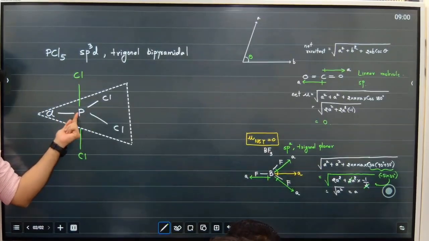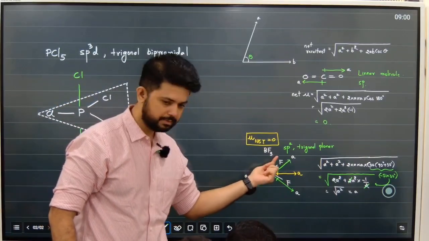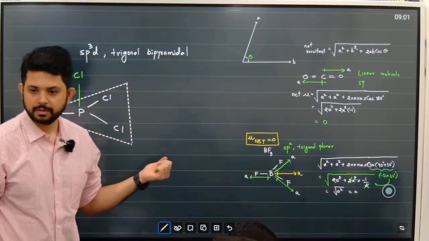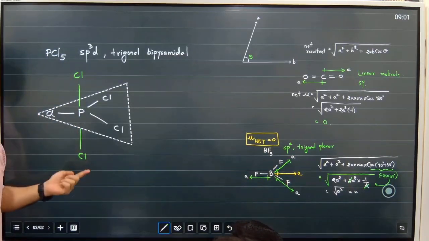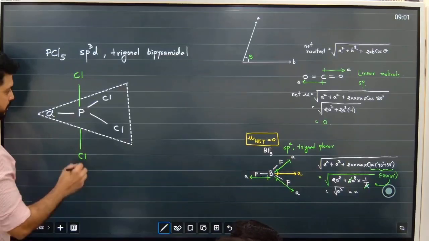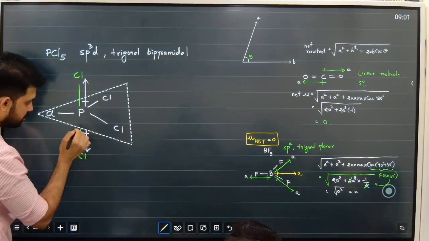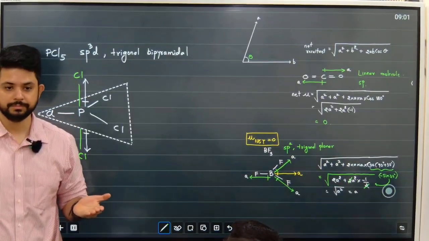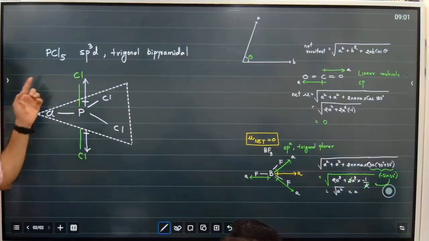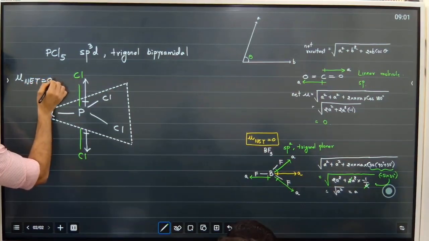Can I say equator pe PCl looks exactly like BF and BF. So will the dipoles cancel each other? And this P and this Cl dipole is in which direction? Are both the dipoles, the one pointing up and one pointing down, equal in magnitude, opposite in direction? Give me PCl₅ ka net dipole is also 0.